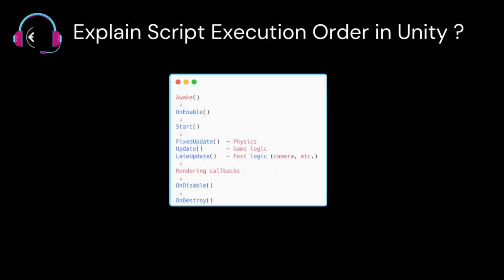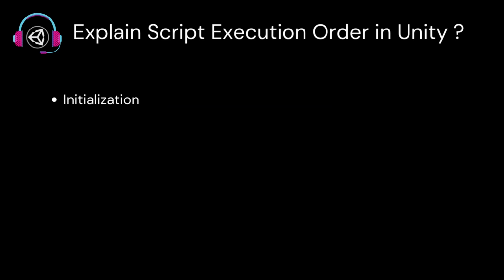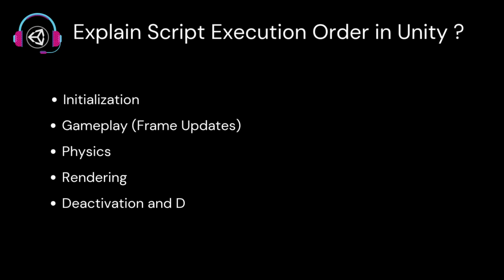In Unity, every script follows a specific execution lifecycle, a sequence of events that define when your code runs and how your game object behaves. Understanding this order is key to writing clean code and predictable game logic. Unity's lifecycle can be broken into main phases: initialization, gameplay, physics, rendering, deactivation, and destruction. Let's go through them one by one.